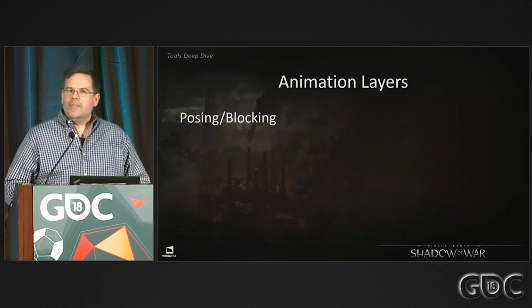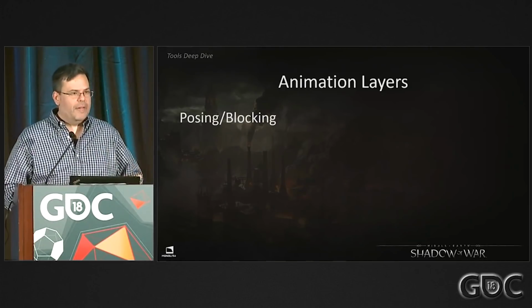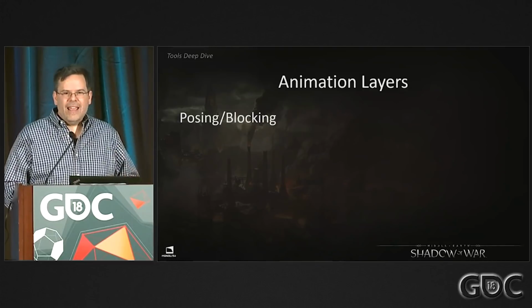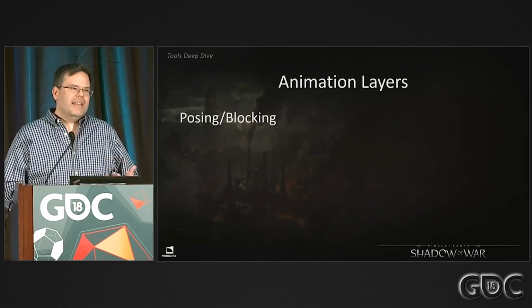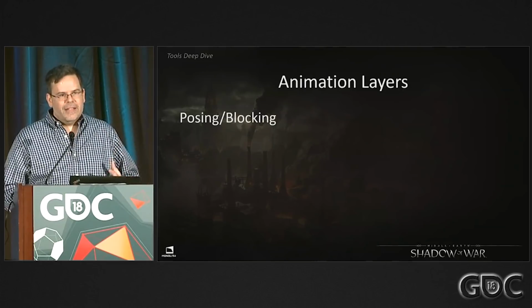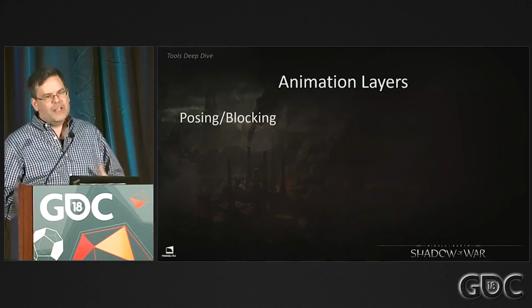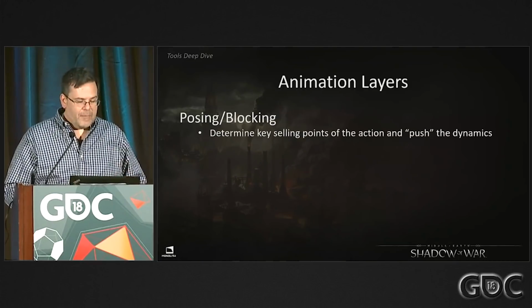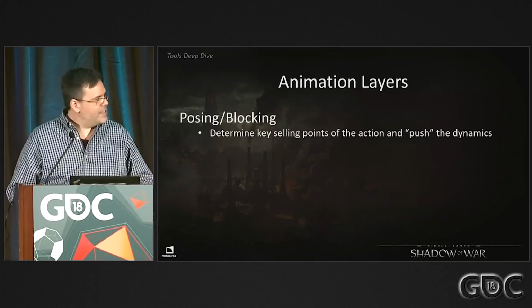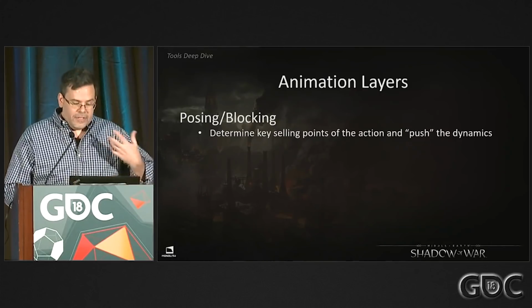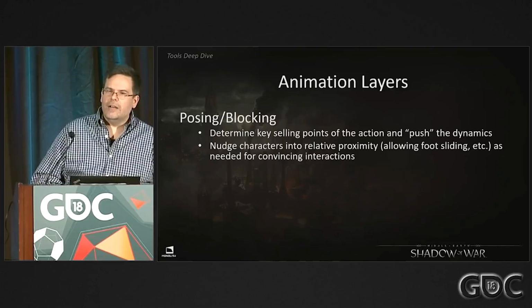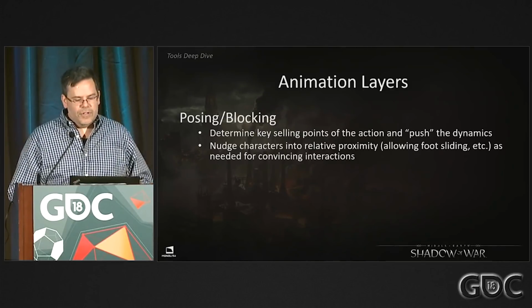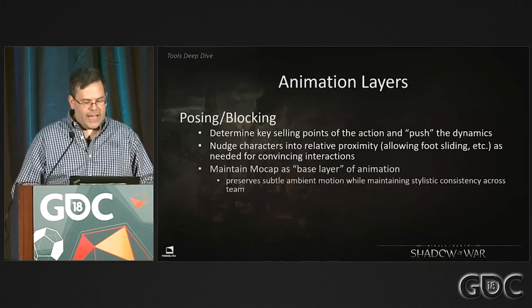So next we would typically move on to layer and blocking in those key poses. Still not worrying about locking down IK handles or applying rigs or doing anything to interfere with this very direct expression of where we want the key aspects of that motion to read, the most important part of where we're making decisions as animators for how the final presentation of this motion is going to happen. So determine the key selling points of the action, continue nudging those characters, further refining the proximity of the two to each other, still allowing for foot sliding.